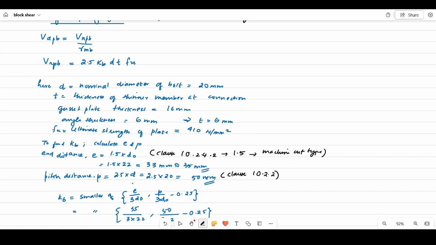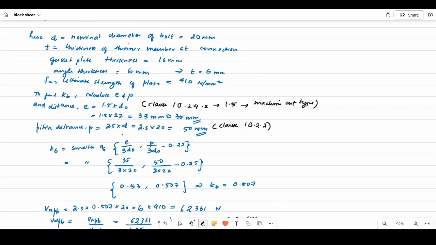Now the pitch distance is given in clause 10.2.2, which denotes the minimum spacing between the fasteners. That basically means pitch. And this will be equal to 2.5 times the nominal diameter of the fastener, which in this case is our bearing type bolt. So it will be 2.5 times 20, which is 50.